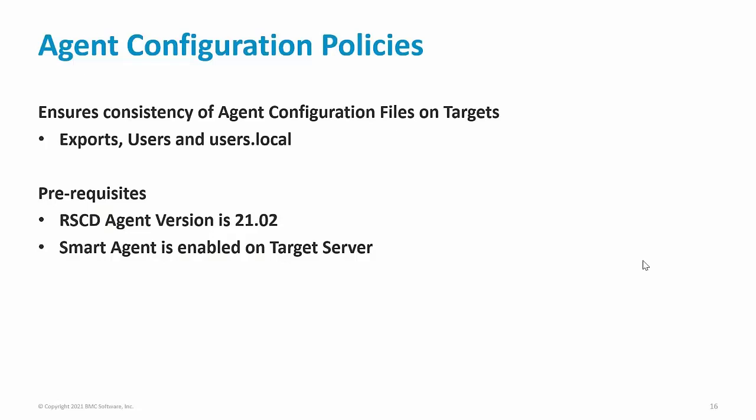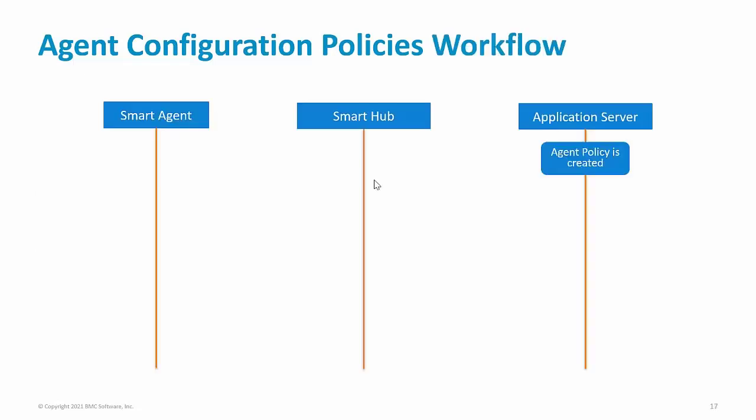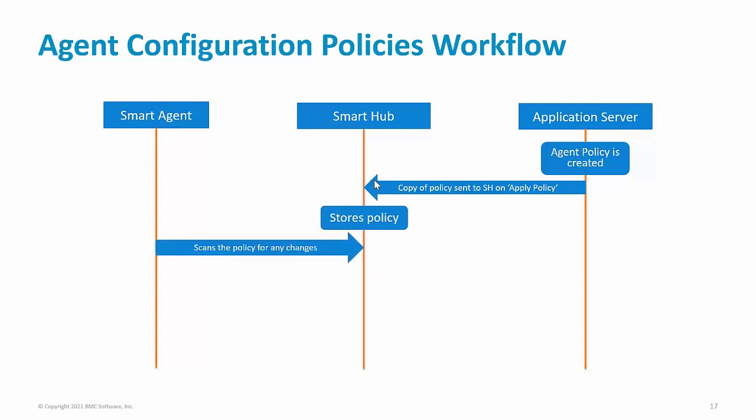Let's check the workflow for this feature of the Smart Agent. The agent policy is created on the application server end. It will send the copy of the policy to the Smart Hub. The Smart Hub will store this policy in its database. Smart Agent scans for the policy for any changes that the application server may have shared.